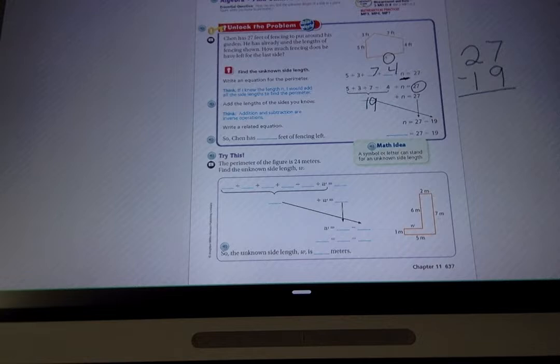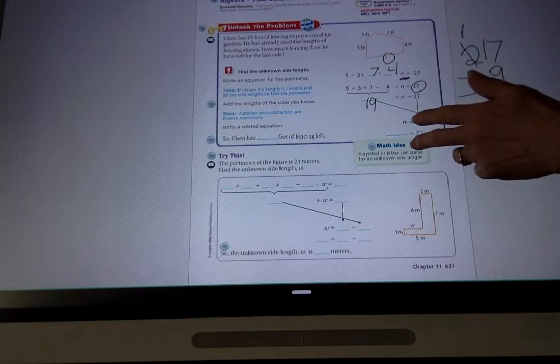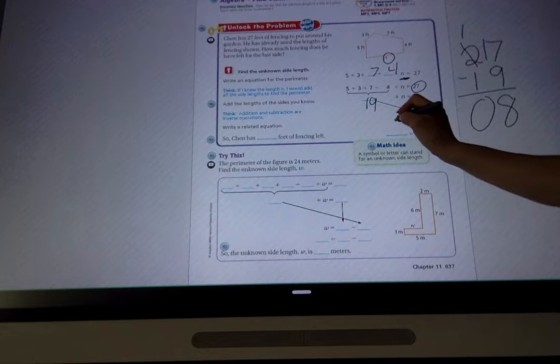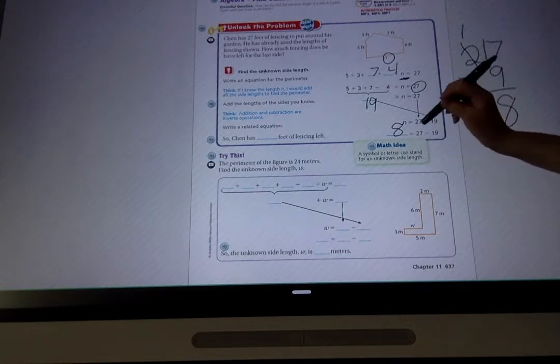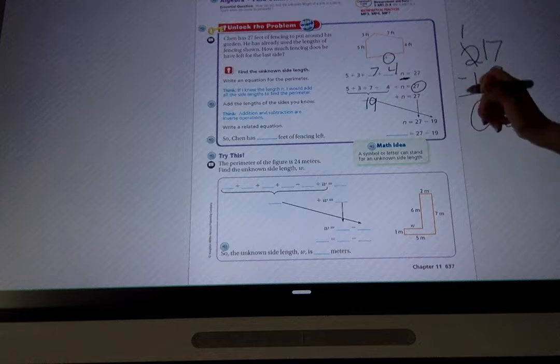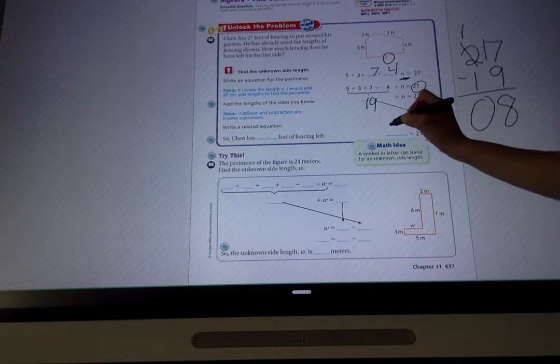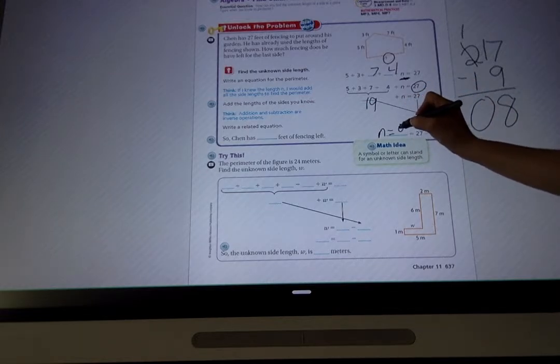Now here's our math, our subtracting. We have to borrow. We cannot take a bigger number from a smaller number. We're going to go over here and borrow, and this becomes 17. 9 from 17. 9, 10, 11, 12, 13, 14, 15, 16, 17, 8. 1 take away 1 is 0. So 8. So what is equal to 27 take away 19? N equals 8.